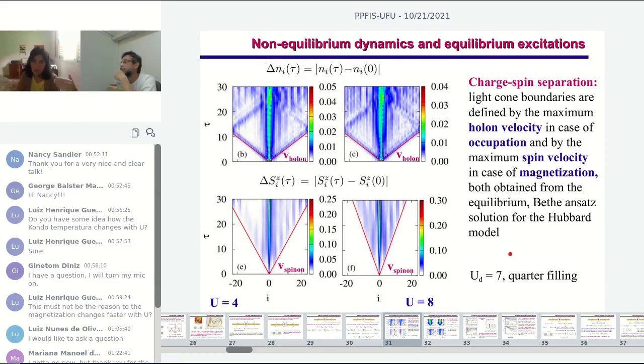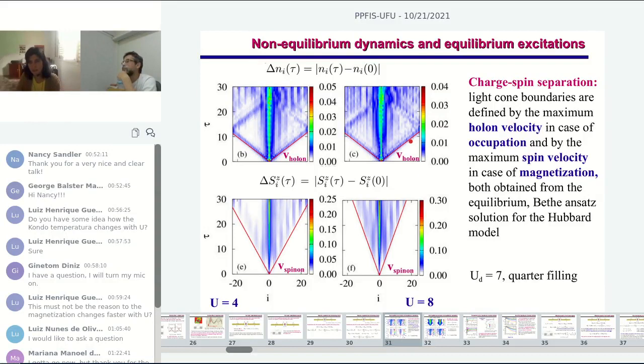In 1D, we know that there is charge-spin separation. This means that we have some excitations that carry only charge and other excitations that carry only spin. The ones that carry charge are called holons, and the ones that carry spin are called spinons. What we see here, first of all, is light cones, effective light cones for both quantities, but the boundaries of them are defined by different types of excitations.